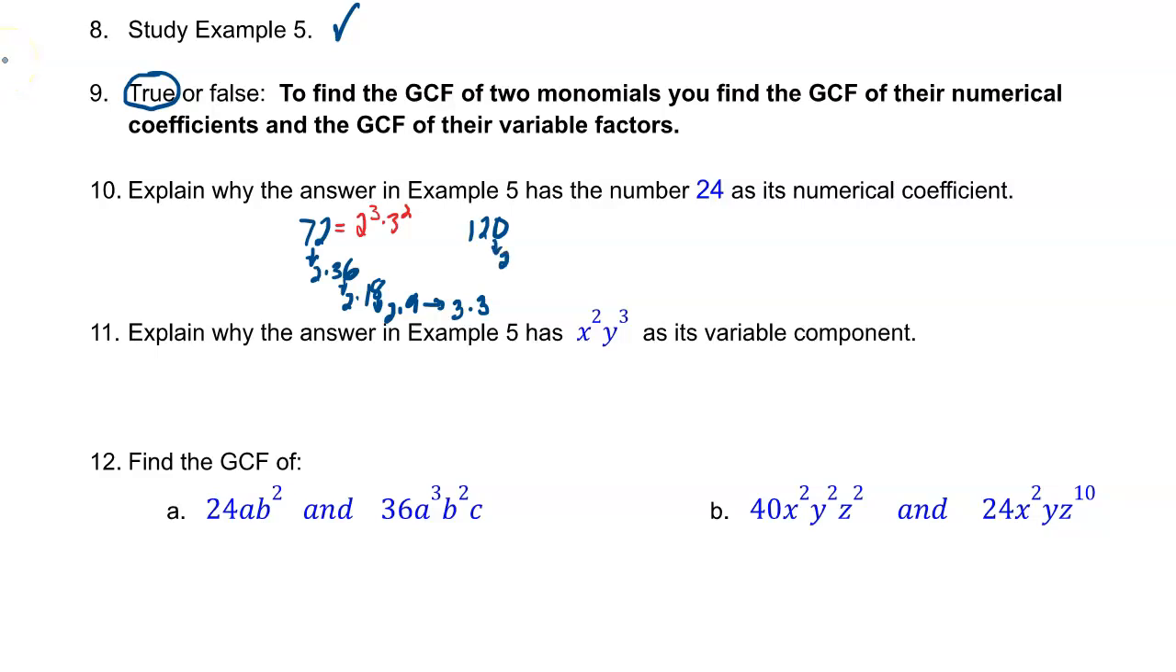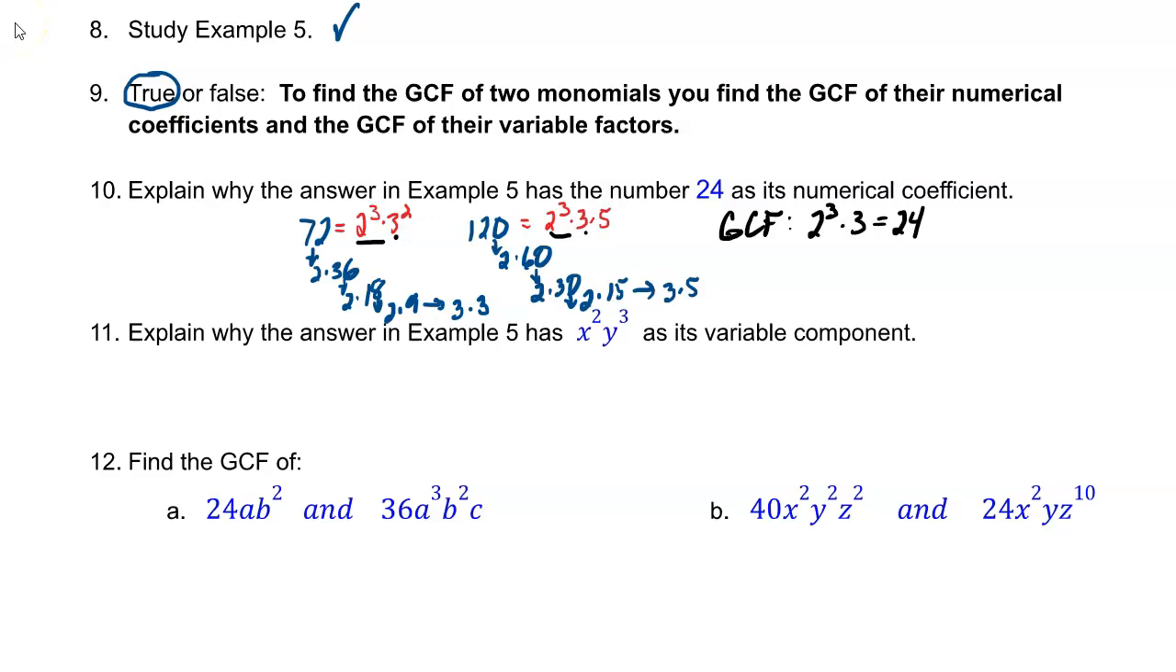Now the 120. That's 2 times 60. 60 is 2 times 30. 30 is 2 times 15. And 15 is 3 times 5. So this is 2 to the third power times 3 times 5. 2 to the third power appears in both, and the number 3 appears in both. But we have to use the smaller power of the 3. And so from the 120, we're limited to a single 3. So our greatest common factor is 2 to the third power times 3. This is 24.